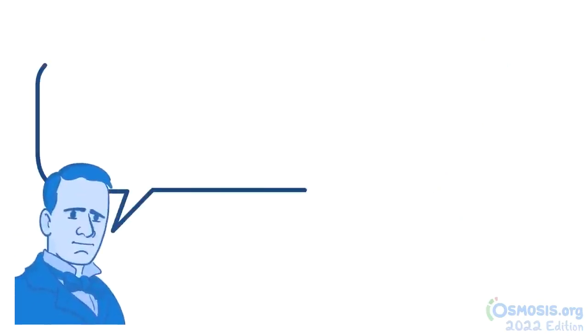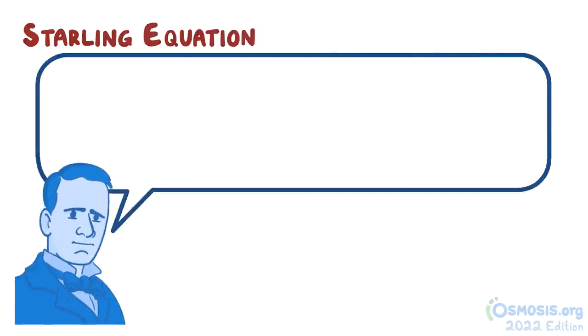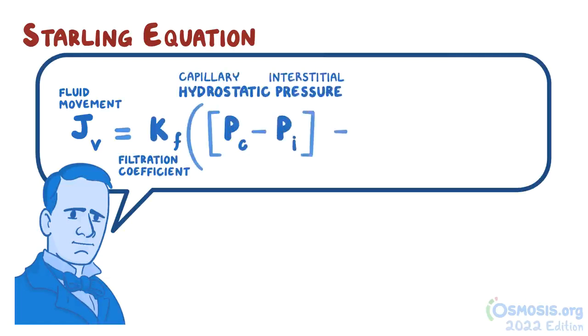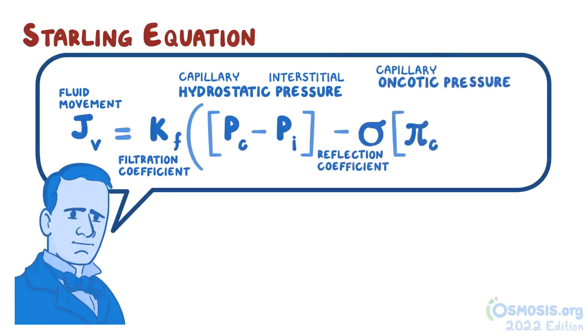And the net movement of water is determined by Starling forces, sometimes called Starling pressures, named after British physiologist Ernest Starling, who formulated the Starling equation. And it goes something like this, where Jv is fluid movement, Kf is the filtration coefficient, Pc is capillary hydrostatic pressure, Pi is interstitial hydrostatic pressure, sigma is reflection coefficient, pi c is capillary oncotic pressure, and pi i is interstitial oncotic pressure. The equation simply states that there are two types of forces acting within and outside the capillaries, which determine fluid movement.